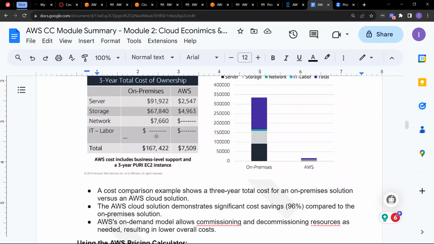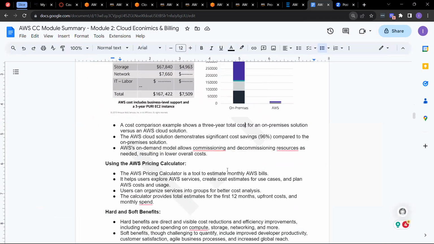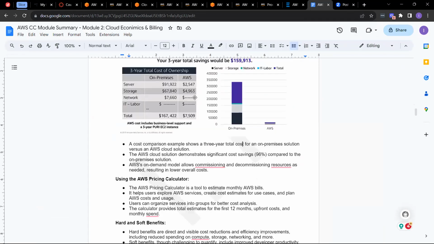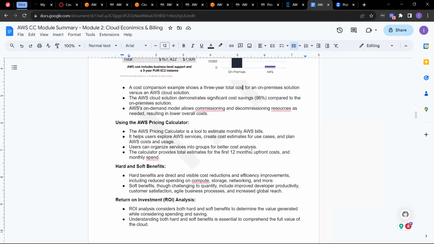So you can see that for labor, it couldn't be quantified because probably there might be change of staff and a whole lot of things. So it couldn't be quantified. But even that, their total cost was about 167,000 plus for the period of 3 years, and just 7,000 for the period of 3 years when they moved to the cloud. So this is just an explanation of what happened in the diagram, right? I think this one was done using the pricing calculator to estimate the monthly bills and all that.